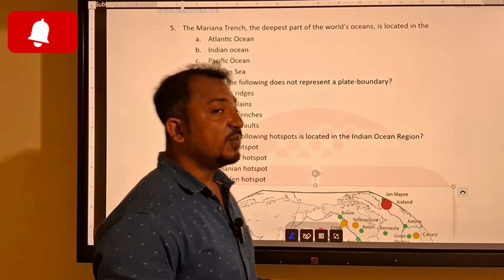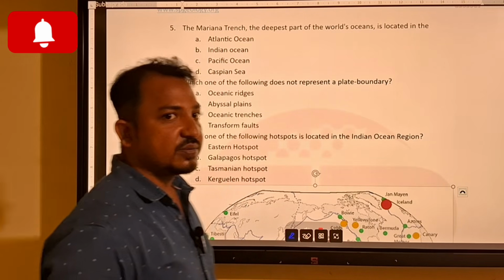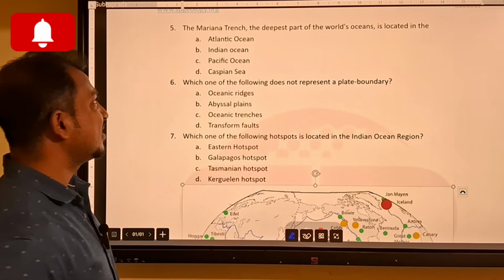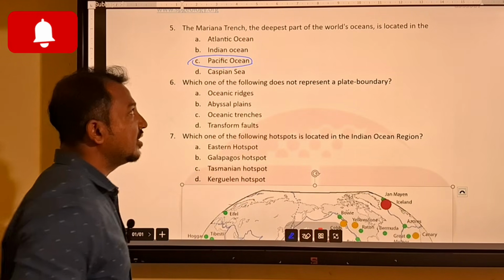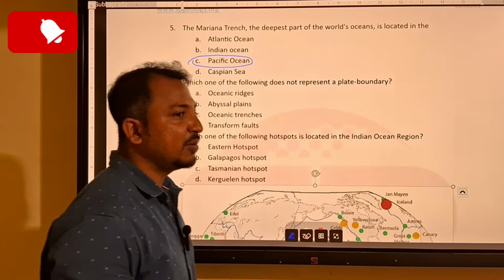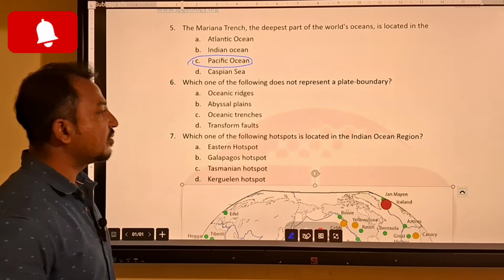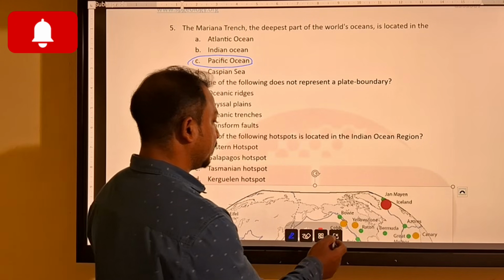The Mariana Trench is the deepest part of the world's ocean. The Mariana Trench is produced by convergence of Pacific plates. It occurs in the Pacific Ocean. It is a convergent plate boundary where the Challenger Deep is the deepest part of the ocean, approximately 10,000 kilometers.